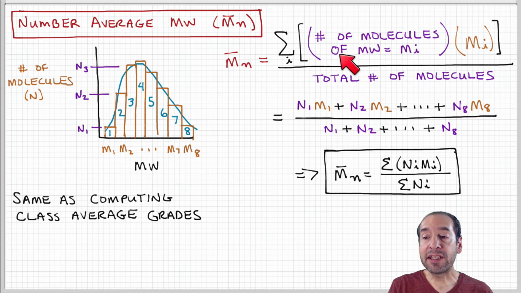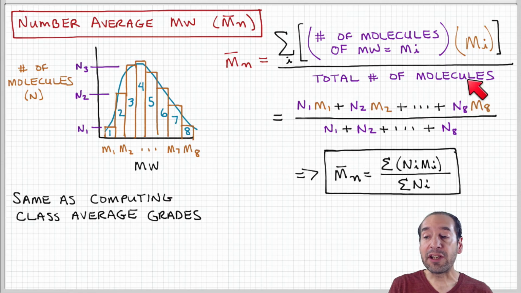So if I plug that into this equation, what I have is the sum over this distribution. For the first interval, M1, I have the number of molecules of molecular weight M1. That's N1, the height of the bar, times that molecular weight at that interval, M1. Then I have my next interval, M2. I have the number of molecules that have molecular weight M2, that is N2, times the molecular weight M2. And so forth. I think you can see how this repeats over all eight intervals.